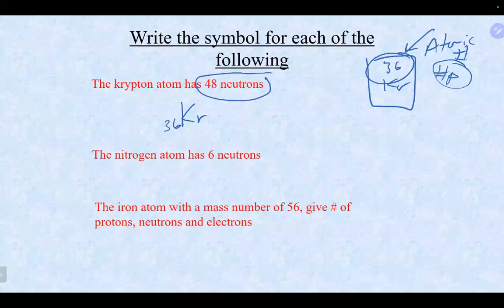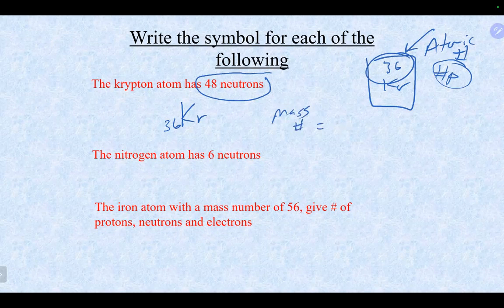So once again, here our mass number will be our number of protons, which was 36, plus our number of neutrons, which was 48, gets us 84, I think. And that would go up there on top left. Any questions on that there?